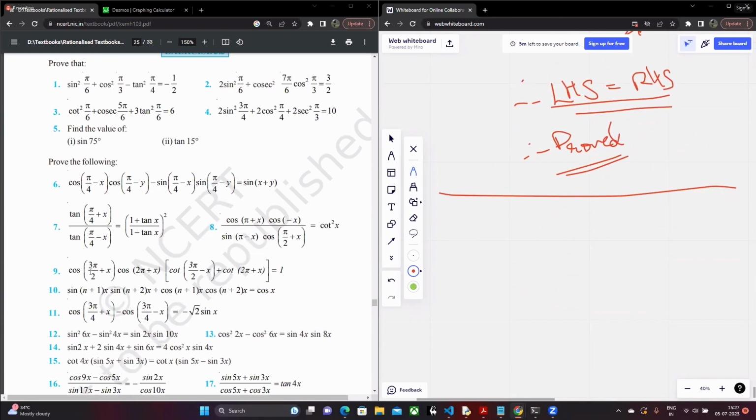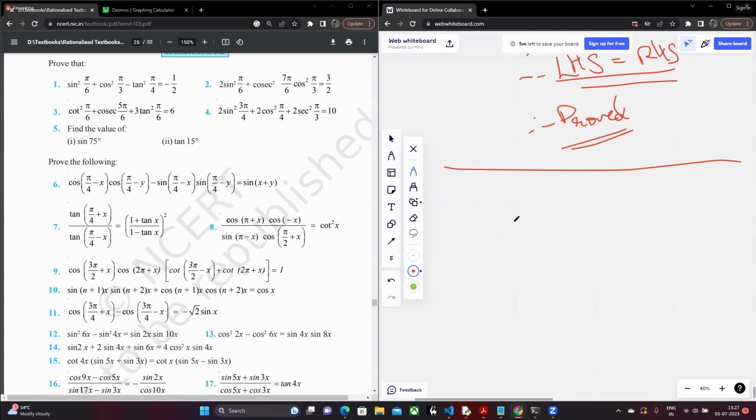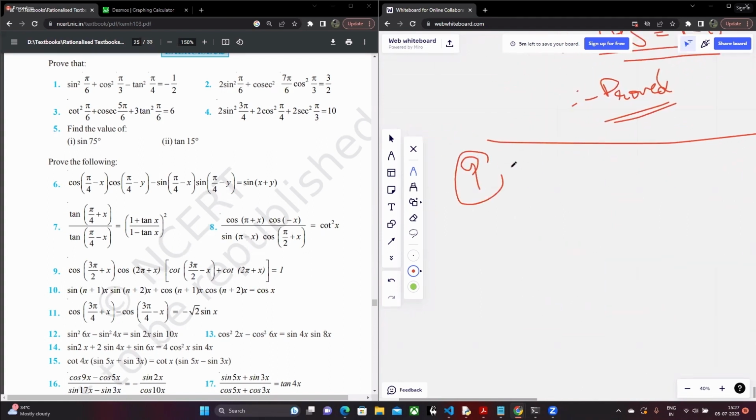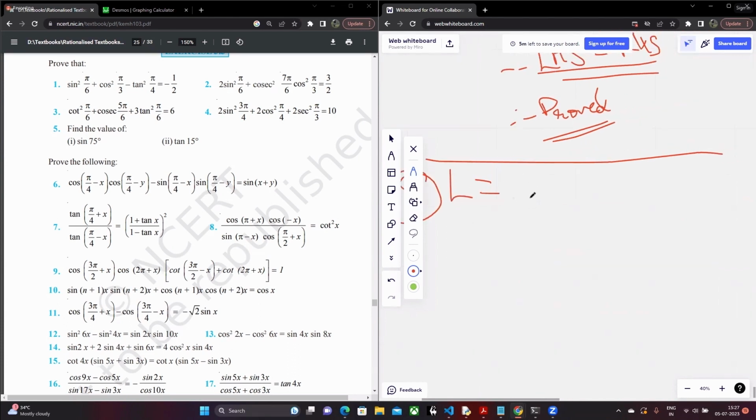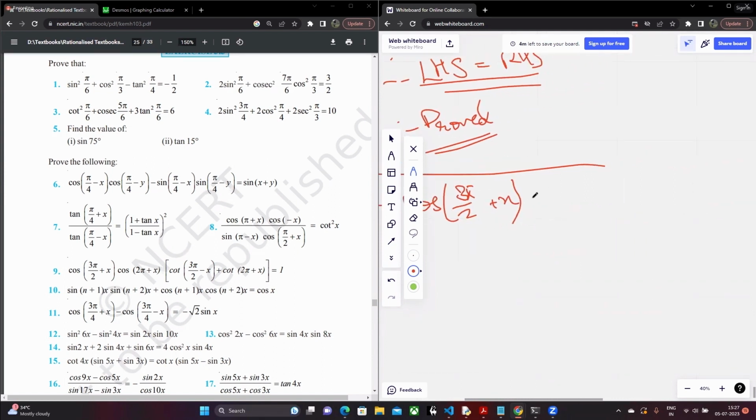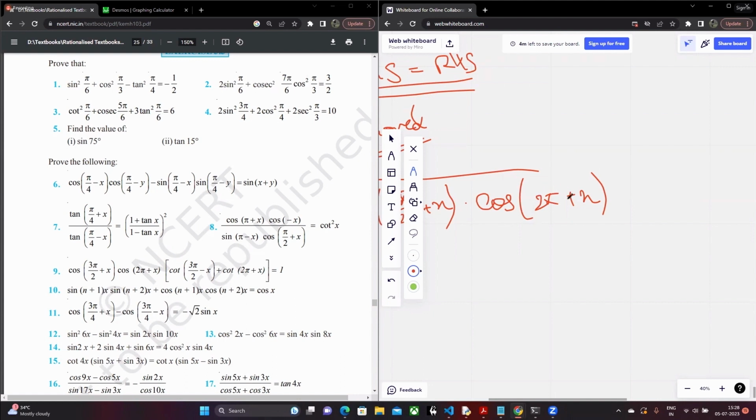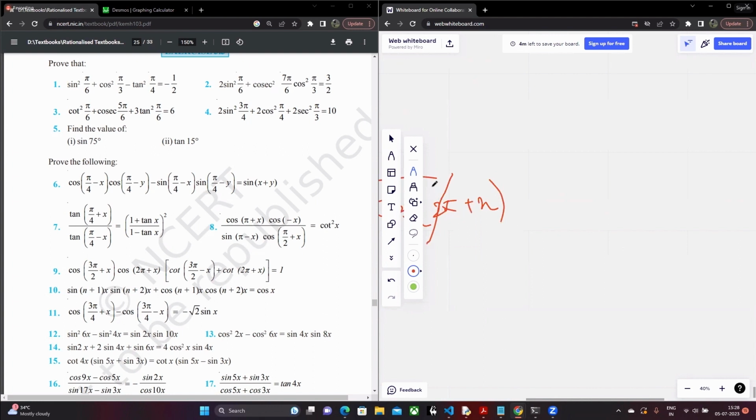Question number 9. Cos of 3 pi by 2 plus x into cos of 2 pi plus x into this whole thing is equal to 1. So for question number 9, I'll directly jump in with the left hand side of the equation. That is going to be cos of 3 pi by 2 plus x into cos of 2 pi plus x. Remember what I told you earlier, if you have some kind of 2 pi over here, you can basically ignore it because that's a full revolution, and that affects nothing, exactly nothing.